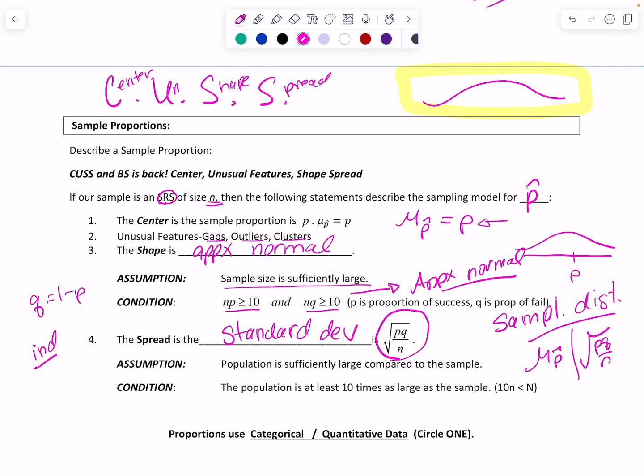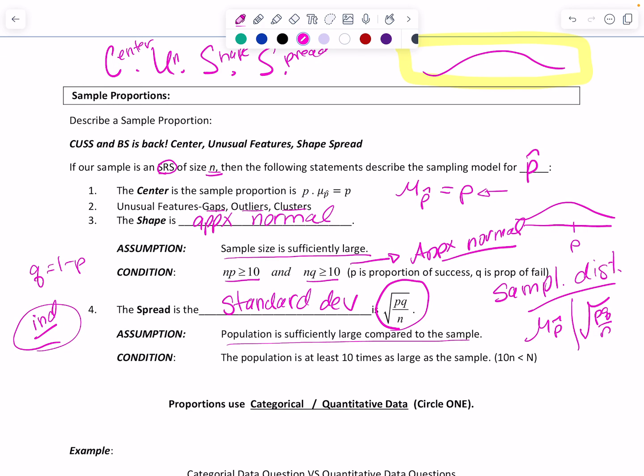We do have a condition, though. We have to have independence, and the condition, because the sample is sufficiently large, is the 10% rule. Sufficiently large, 10%, right here. Remember that? We already learned that, and this is to show that we have independence.